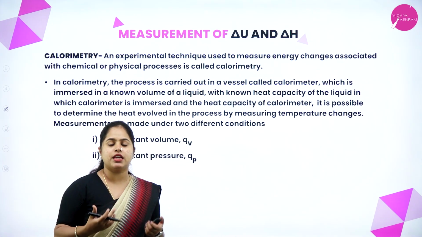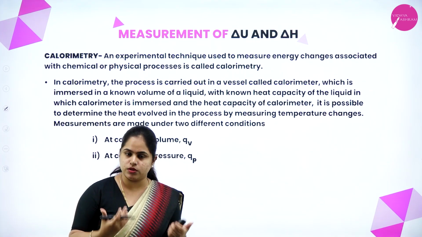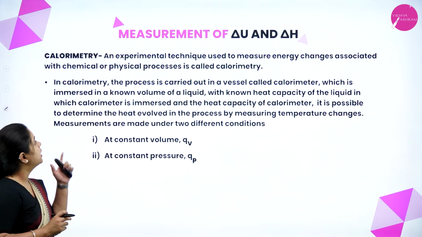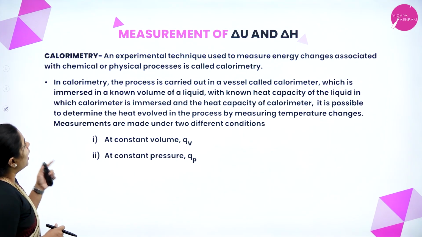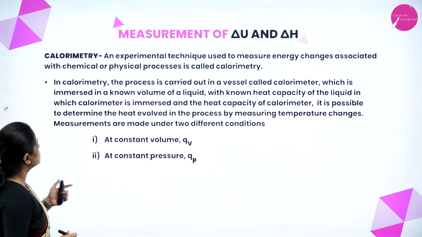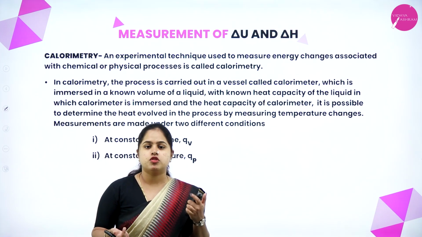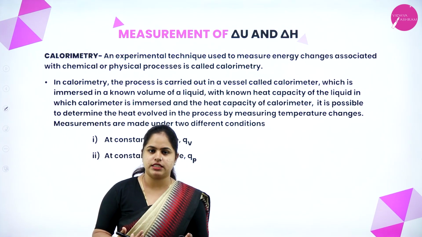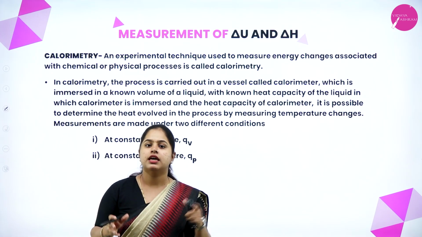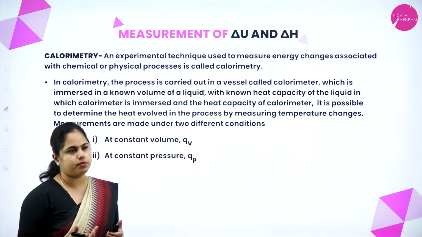As I said, we can measure the change in internal energy and enthalpy using a calorimeter, and this technique is called calorimetry. An experimental technique used to measure energy changes associated with chemical or physical processes is called calorimetry. So the energy change associated with a physical or chemical change taking place is measured by calorimetry. And the instrument which is used is called a calorimeter, right?